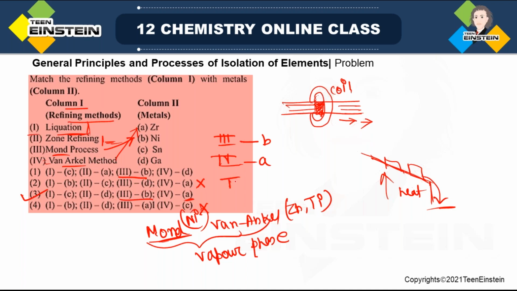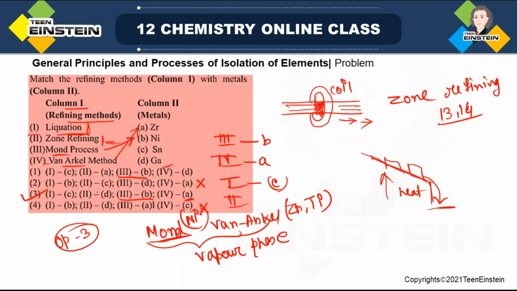So one is related to C, and zone refining. Remember, zone refining is mainly used for group 13 and 14 metals. Gallium is group 13, so that is why it is used in zone refining. So here the correct option is option 3: 1 is C, 2 is D, that is the only remaining one, 3 is B, 4 is A.